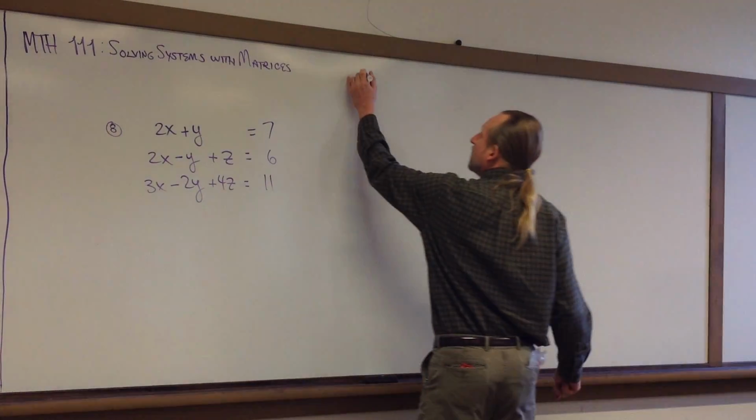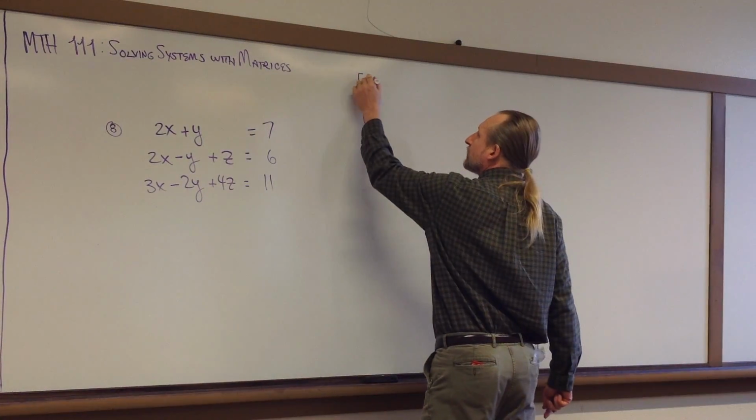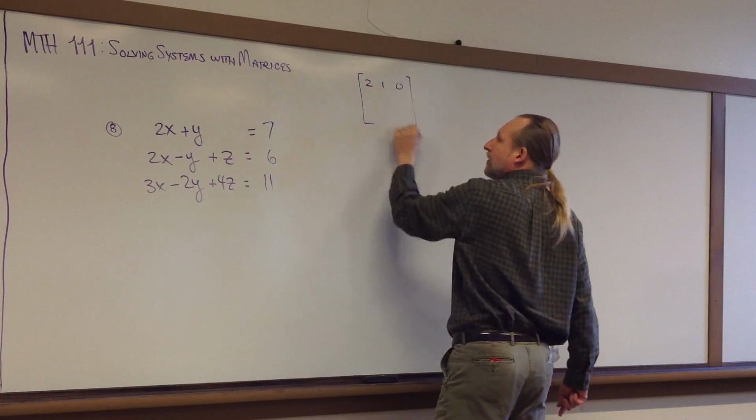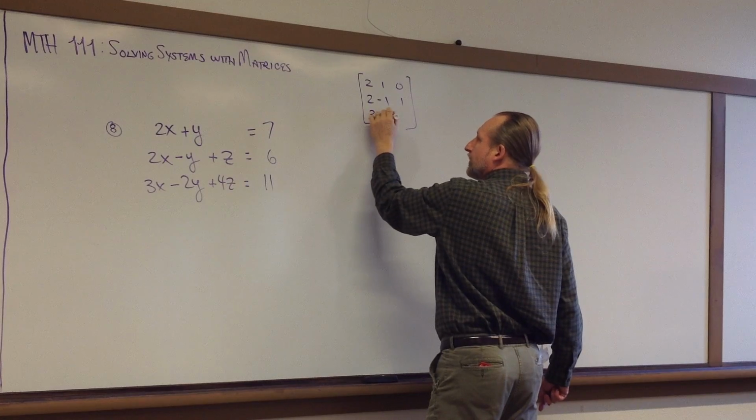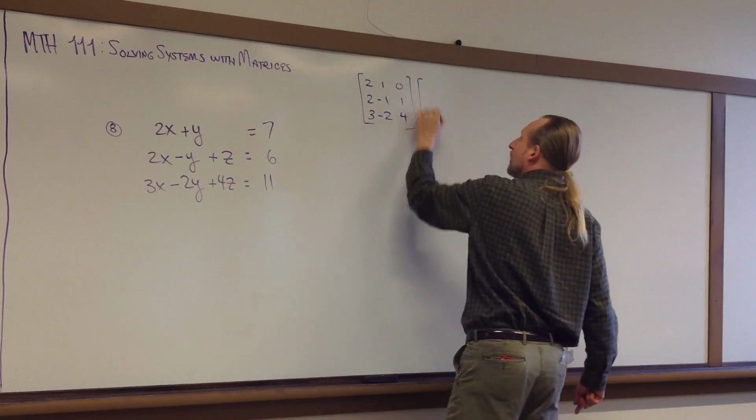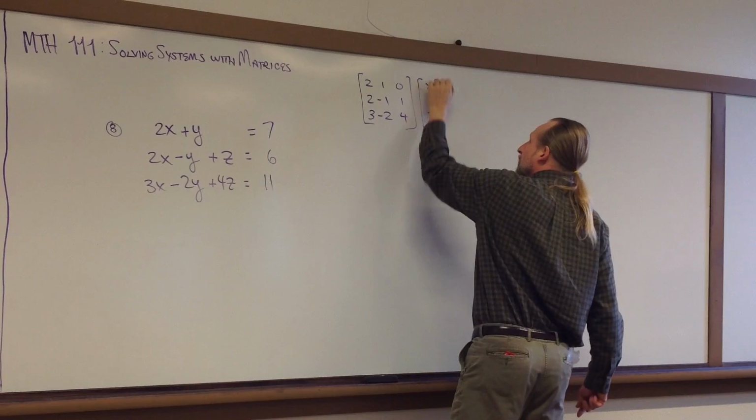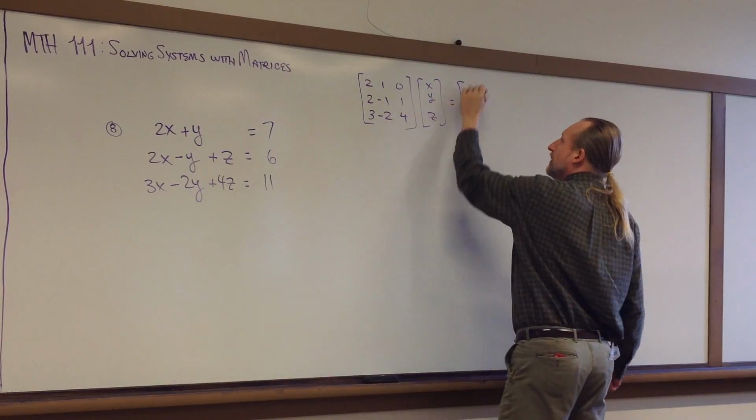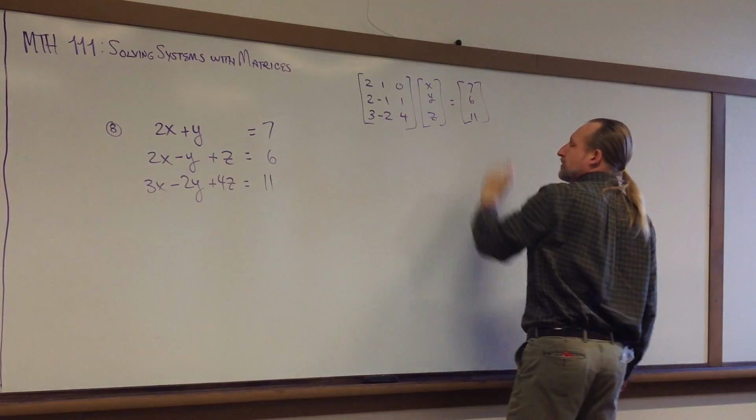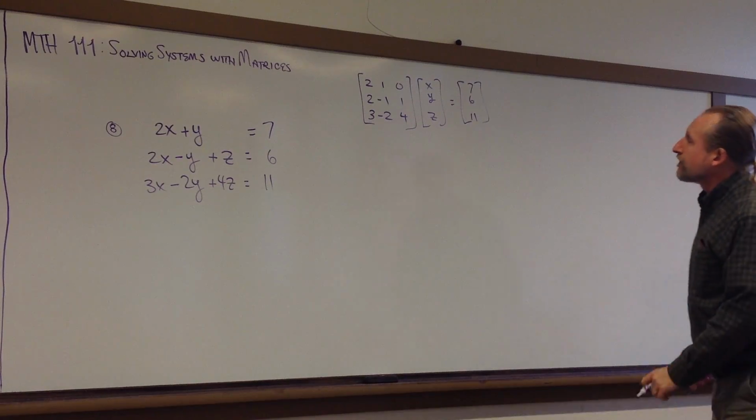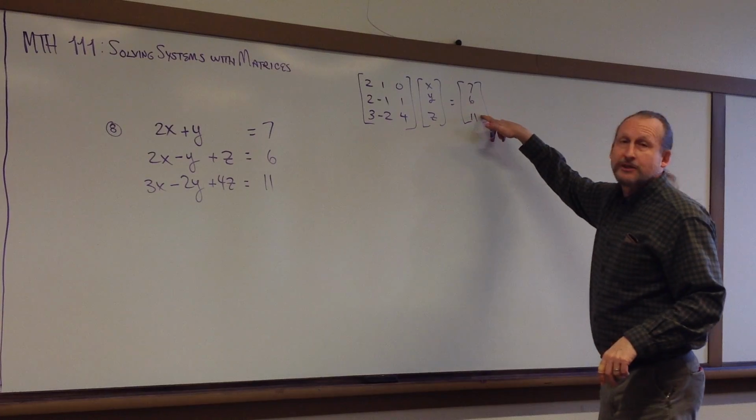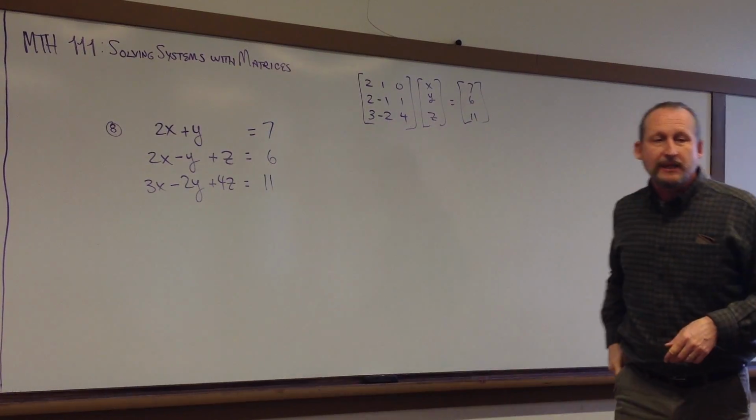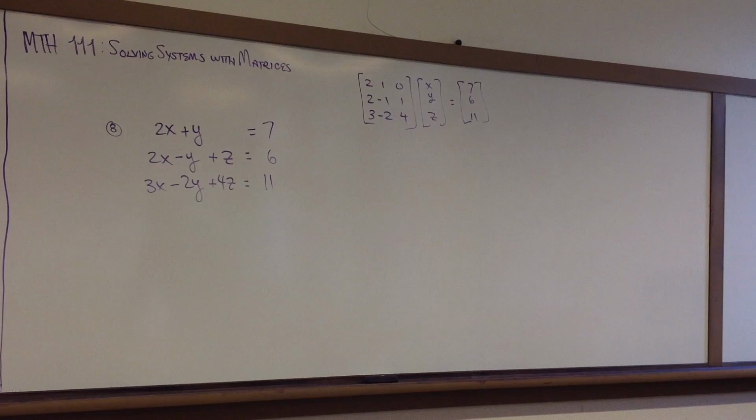All right, so now we're going to make our A matrix: 2, 1, 0, 2, negative 1 and 1, 3, negative 2 and 4. Then we've got our variable matrix, and that should equal our answer matrix 7, 6, and 11. So we want to get this entered as A, this entered as B, and then calculate A inverse times B. Let's see how this goes.